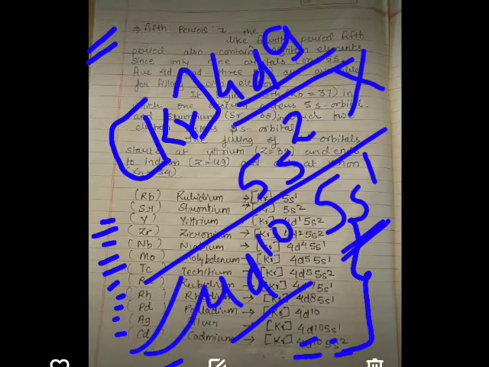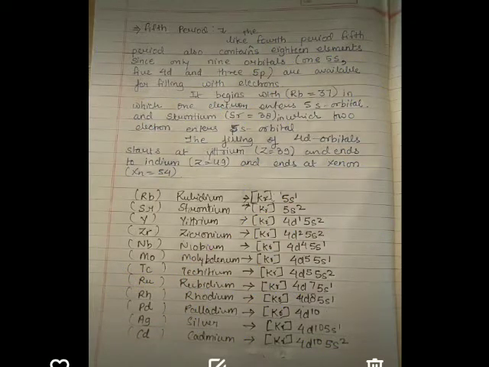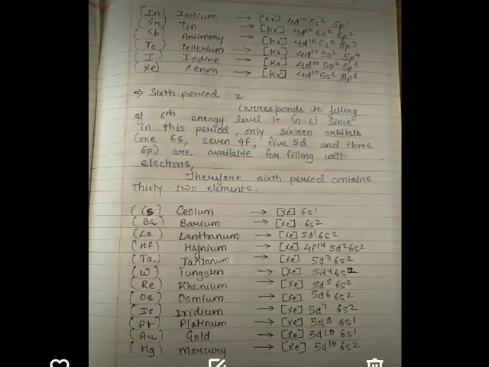So this will be the electronic configuration in case of silver. So for silver it is an exception, for molybdenum it is an exception. Okay, now students, let's talk about the sixth period.